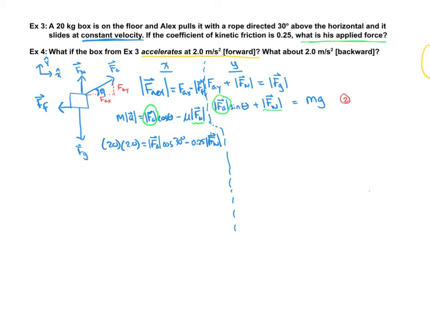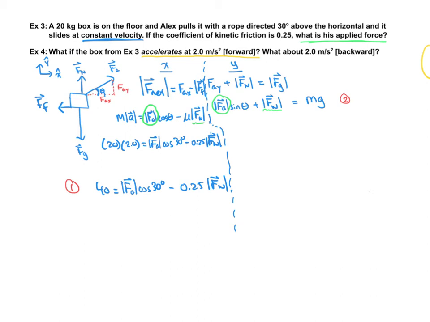And I'll simplify some of these numbers. So 20 times 2 is 40. And then I'll have Fa cos 30. I'll leave it as cos 30. I won't simplify that. I can type in cos 30 into Wolfram Alpha. That's fine. Minus 0.25 Fn. Okay, so there's equation 1.